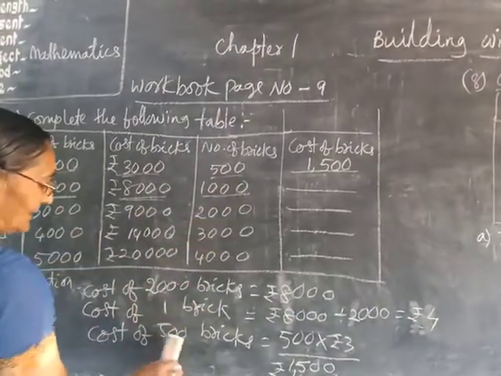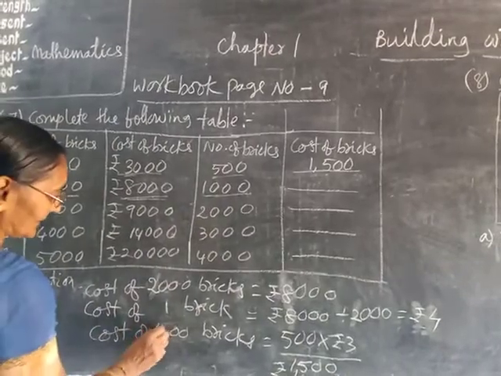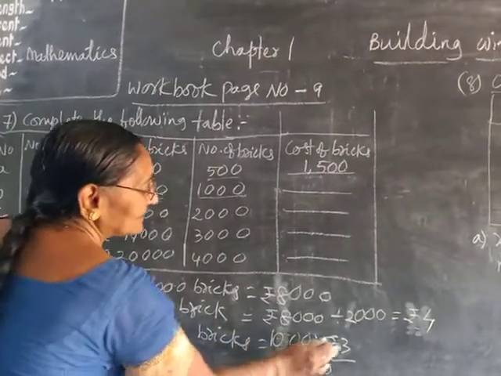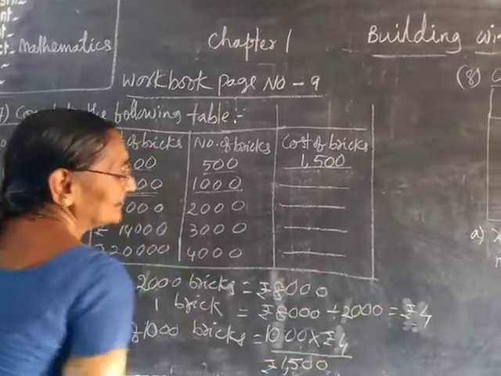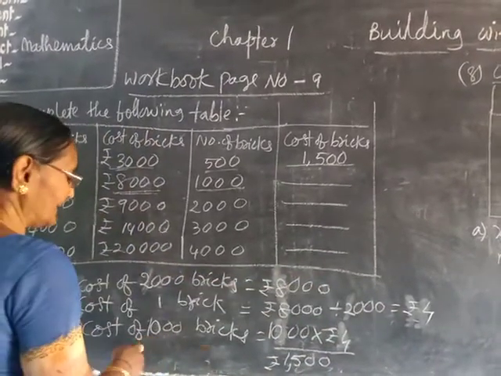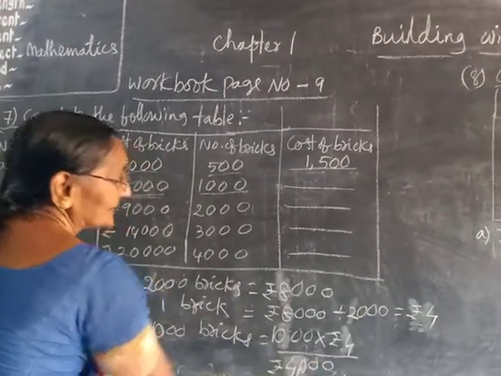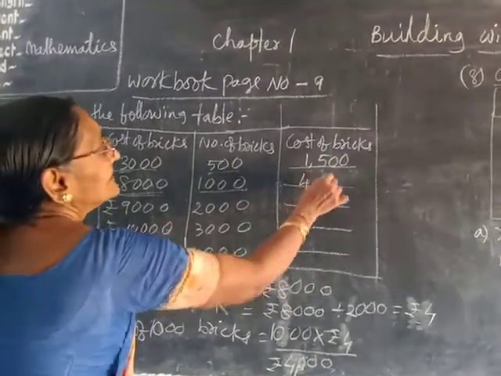Then 1000 bricks cost how much? So you have to write here 1000 bricks. Then how much will come? 1000 into 4. One brick costs 4 rupees. Then 1000 bricks cost is equal to 4000 rupees. Do you understand? Like that you have to write here 4000.